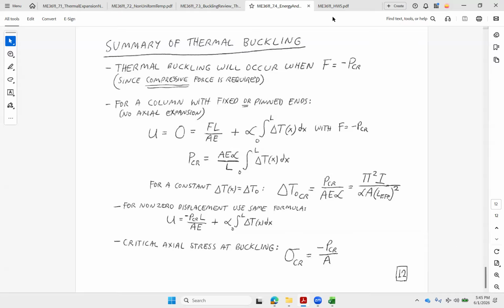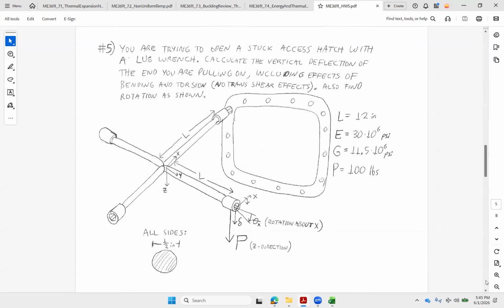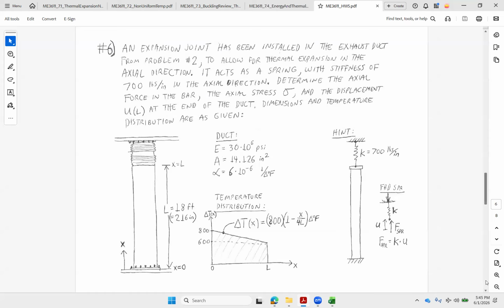All right, anybody have any questions about that last bit of material that we looked at? Let's go over our last couple homework problems. We had 3 left that had to do with thermal expansion.